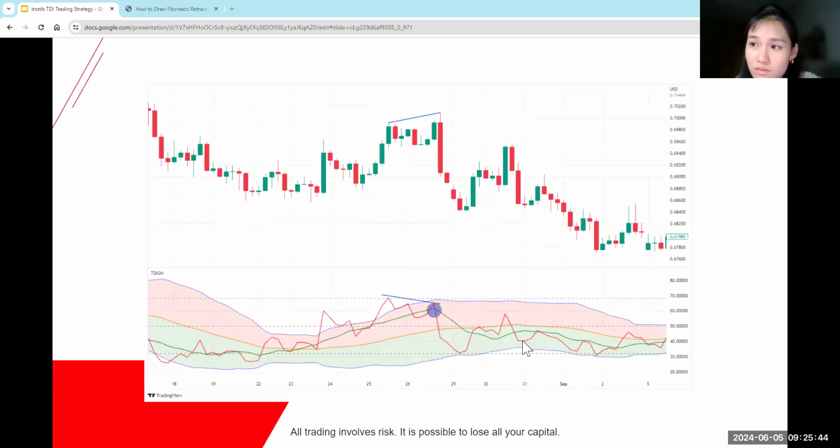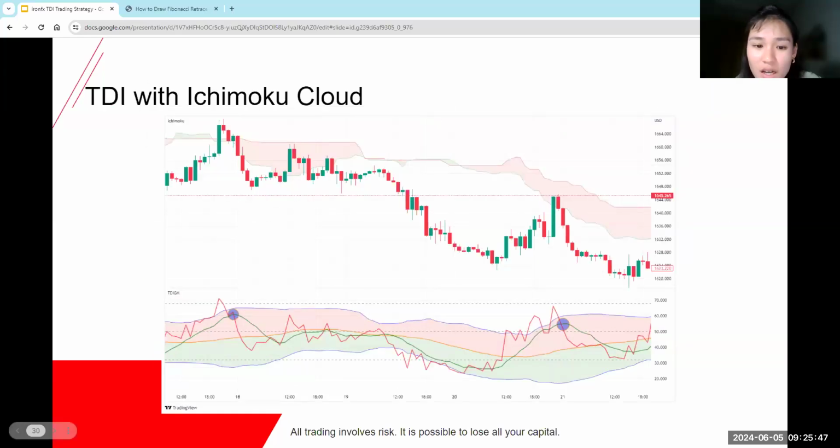Okay, our last strategy to use in combination with TDI is your Ichimoku. So let me know in the chat if you guys use Ichimoku often when you trade, because for me personally, Ichimoku and MACD are the two indicators that I use most frequently, because at one glance you can see exactly what the signals are. Okay, so if you've never used Ichimoku before, I'll do a really quick introduction to Ichimoku here.